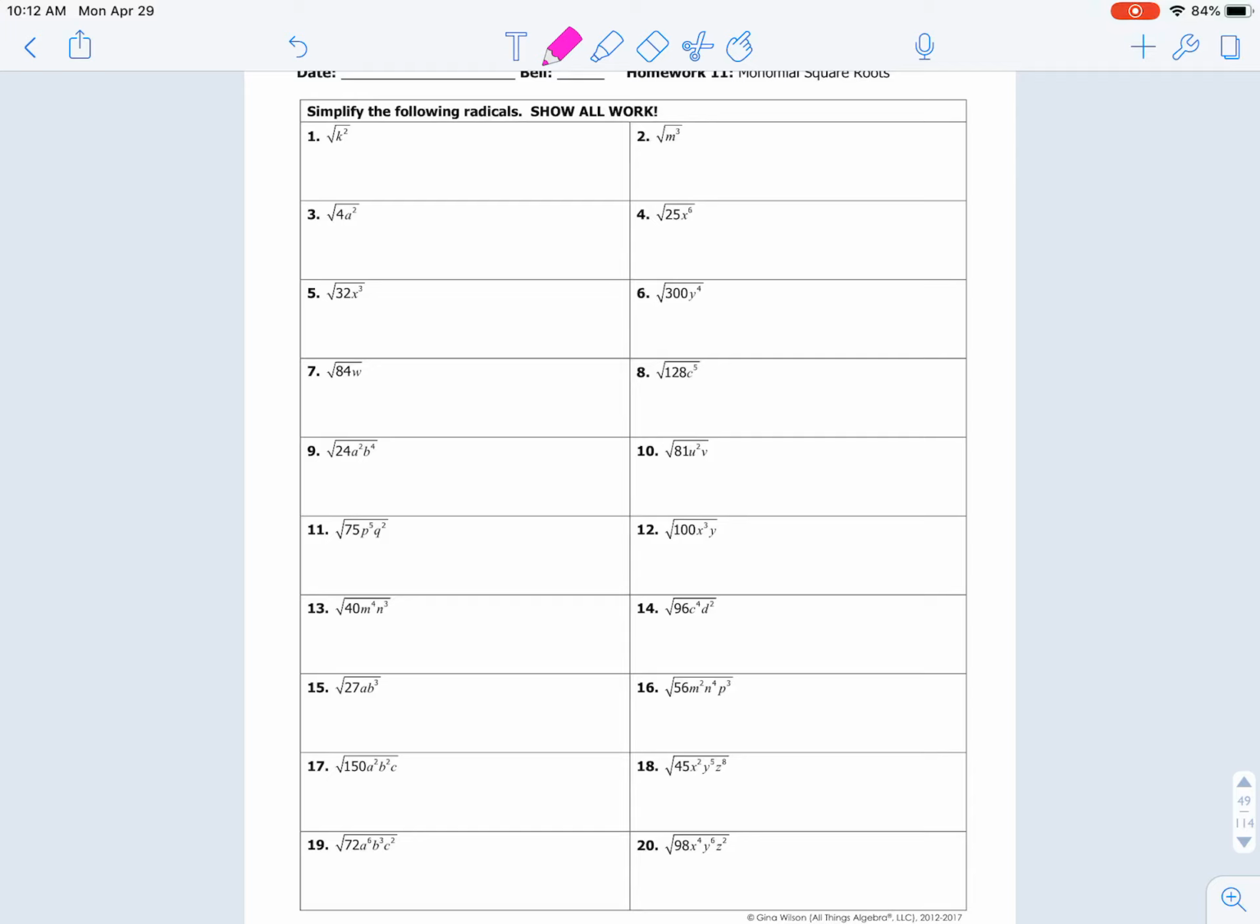So finish pages 1, 2, and 3. Work together. Check your answers with the substitute. And when you're done, please play Prodigy. I'll be checking from home to make sure that we're making progress with that.